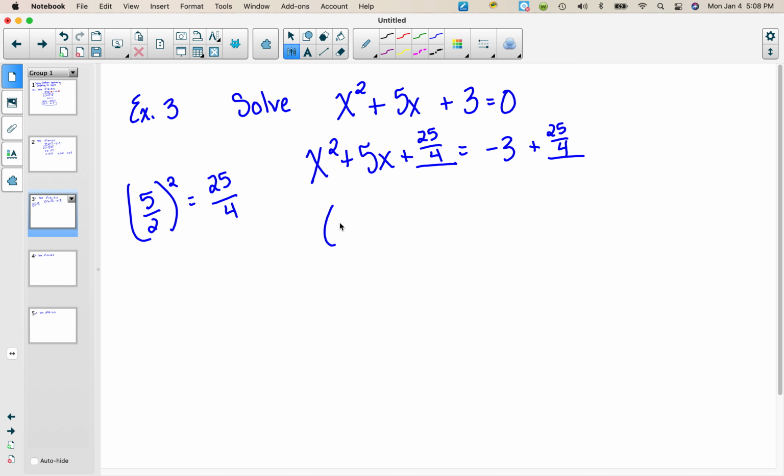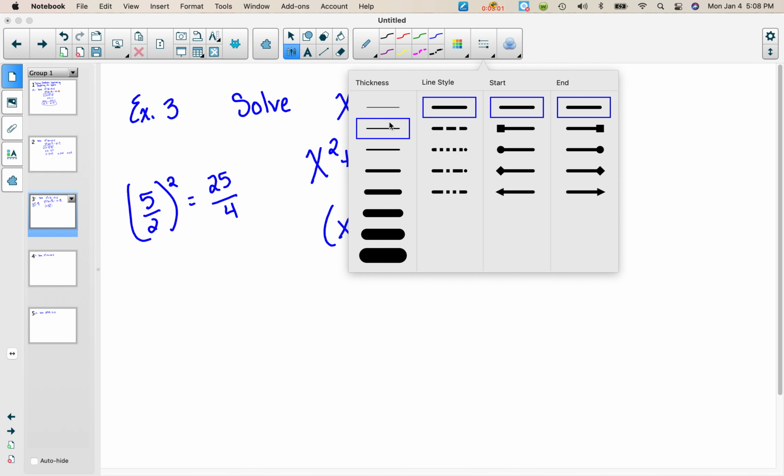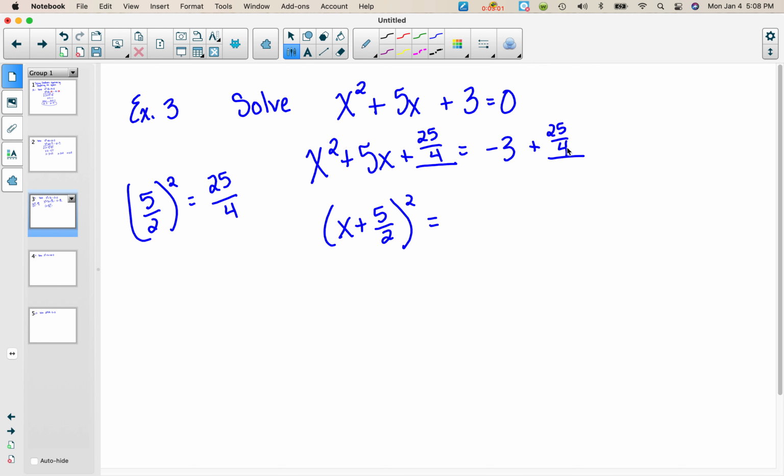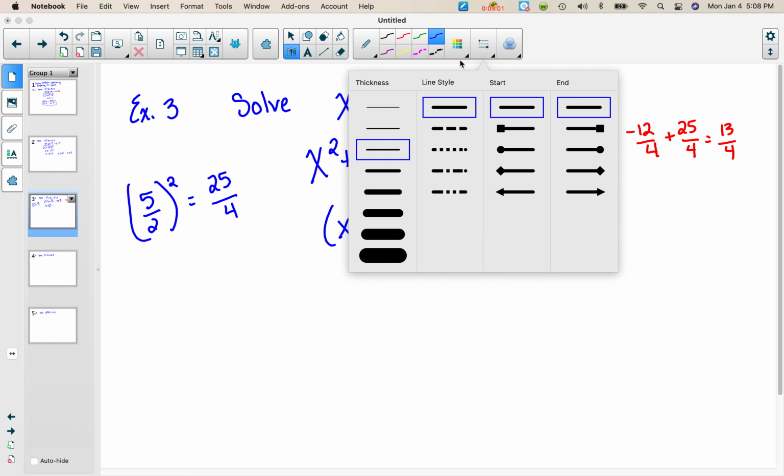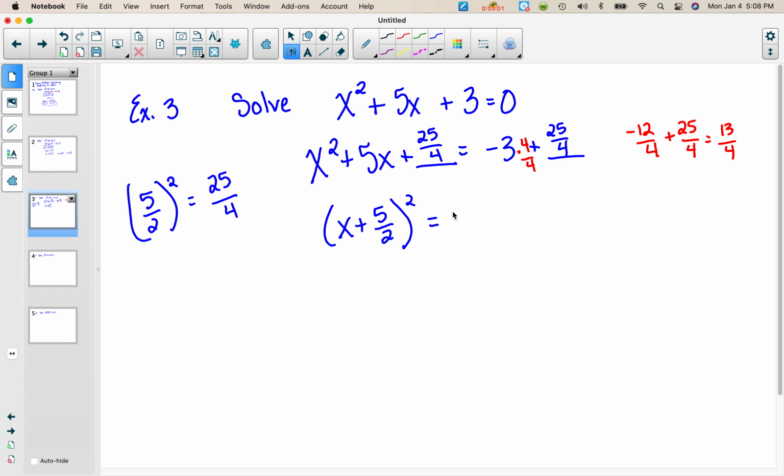So now here I'm going to have x plus 5/2, quantity squared. And here we're going to need to find a common denominator. So it would be 4. So I'm going to multiply top and bottom by 4. I get negative 12/4 plus 25/4, which is 13/4. So now I have 13/4 here.